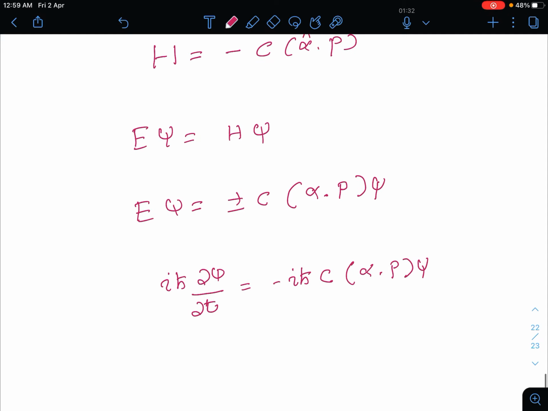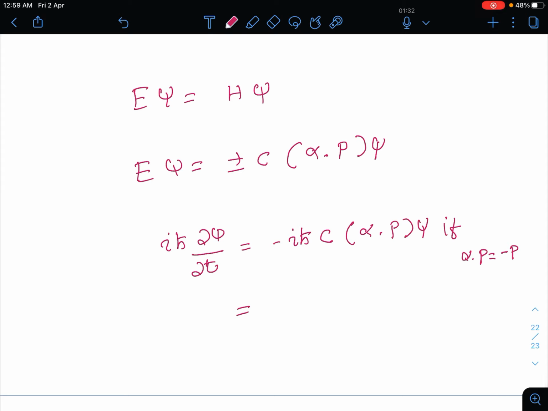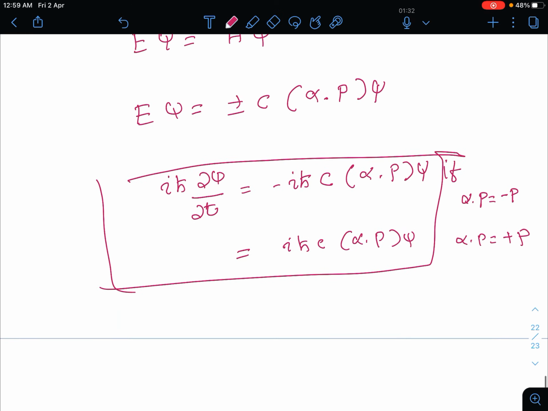Here there is a plus or minus. So if alpha dot p is equal to minus p, then it is this, and otherwise, i h cross dou psi by dou t is equal to c alpha dot p psi if alpha dot p is equal to plus p. So we get two equations, right? These two equations are possible, and these equations are usually known as the Weyl equation.